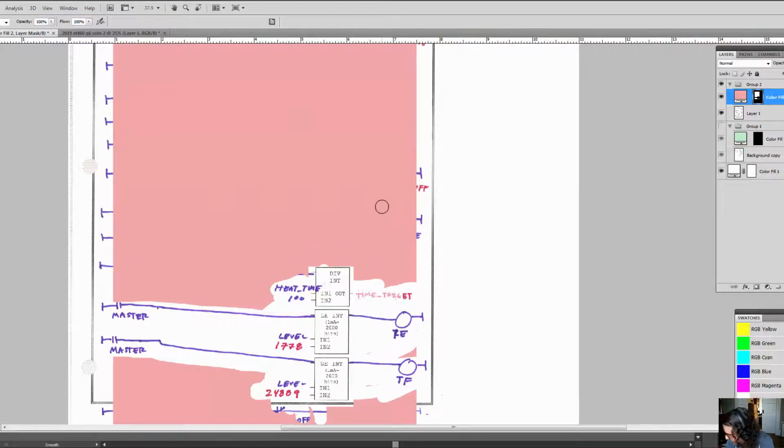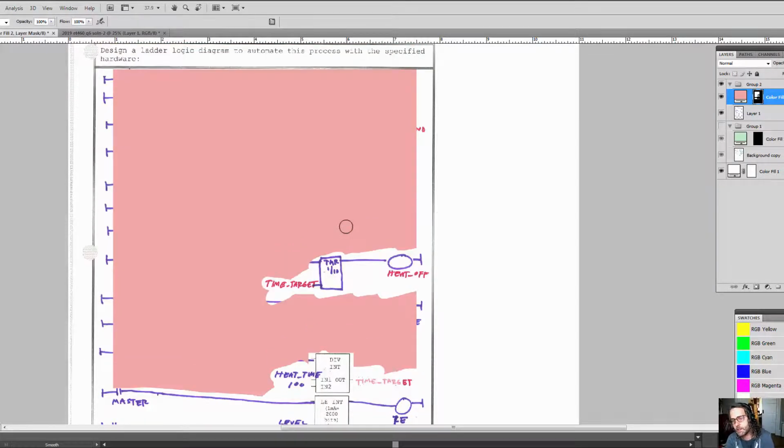So I have the timer here, heat off. I called the timer coil heat off because that's what the timer's supposed to do. And time target is the input there.